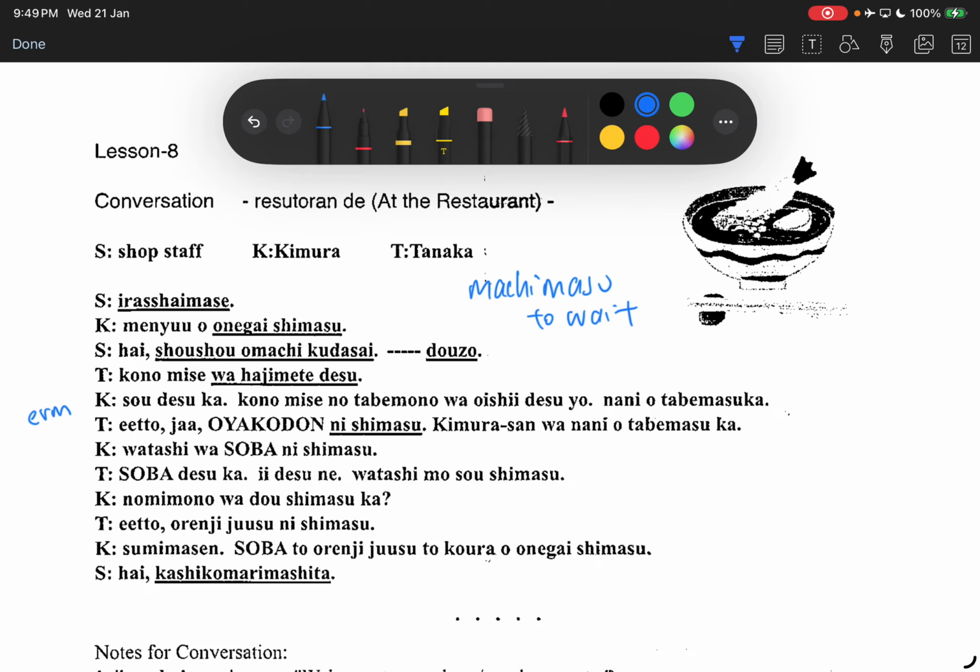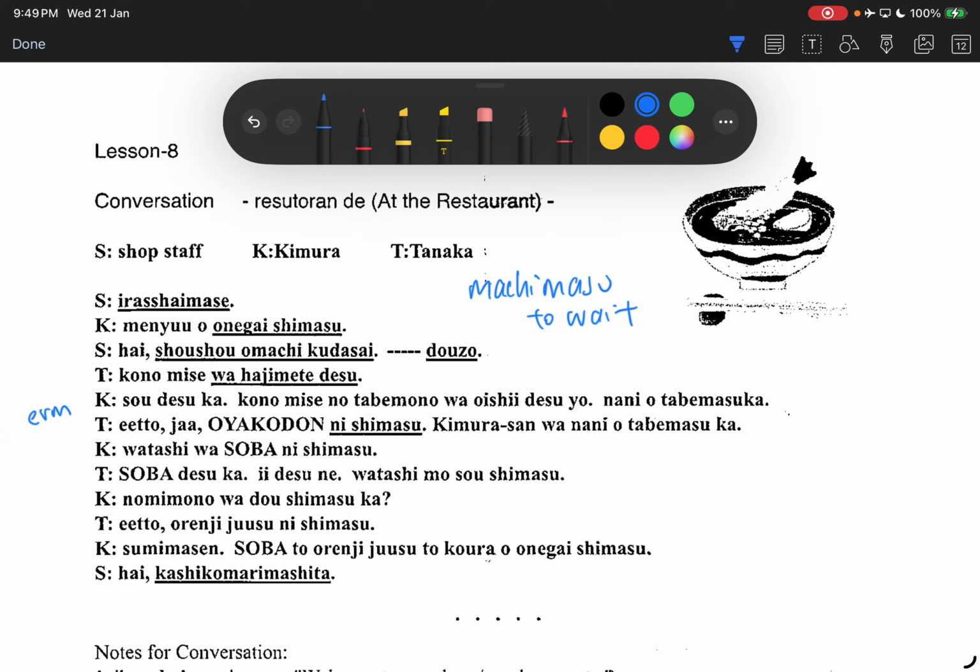And then the next sentence, watashi mo so shimasu. The mo is also, right? So I also so shimasu. So what is so? So is basically whatever was mentioned before. What was mentioned? Soba ni shimasu. That means he will order soba. So that means this guy also wants to order soba. Watashi mo so shimasu. I also like that also. Is there any other word other than this so to refer to something previous like that? So only.